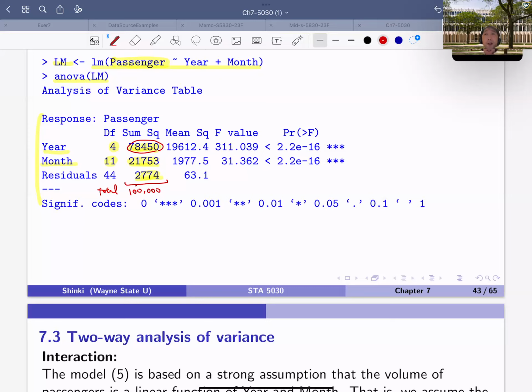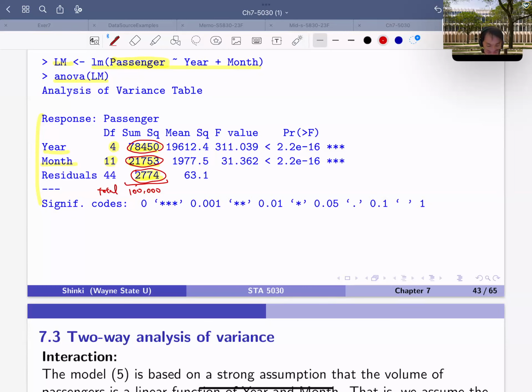So if you know the year of the observation, then you can determine 78% of the variability. And another 22%, 21.7%, is explained by month. So basically the monthly air passenger count is mostly explained by year, but partially explained by the monthly seasonality. And the residual is pretty small, but still 2,700. So about 3% of the variation between months remains as intrinsic error.